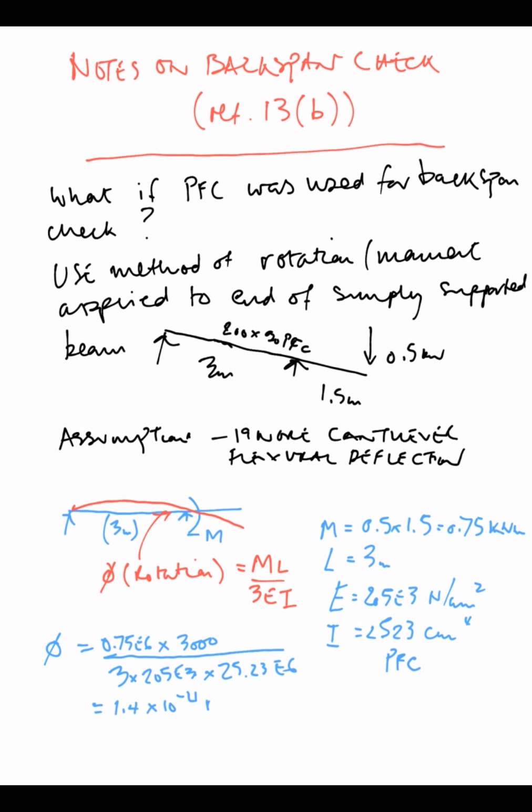Putting the figures in with consistent units, we come up with 1.4 times 10 to the minus 4 radians, and the deflection at the tip of the cantilever is given by that rotation times the cantilever length, which comes to 0.2 millimeters.